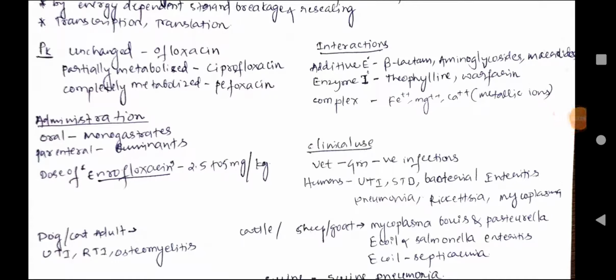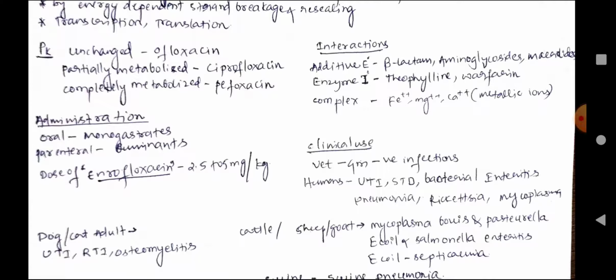In pharmacokinetics, ofloxacin is the unchanged form which is not metabolized to other forms, and as such it is excreted. The partially metabolized drug is ciprofloxacin, and the completely metabolized drug is pefloxacin.